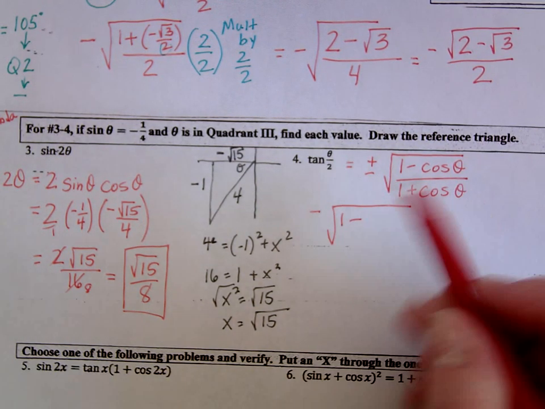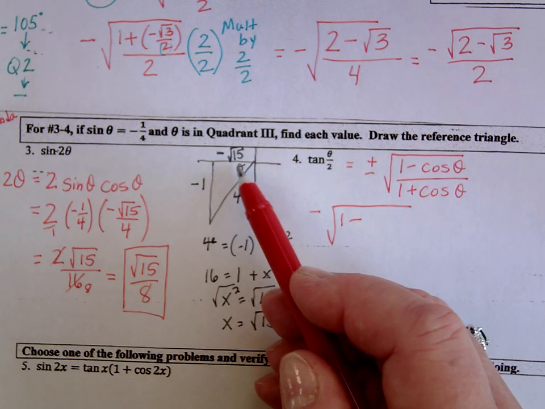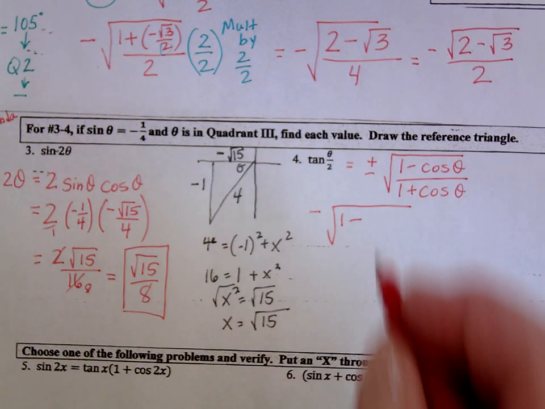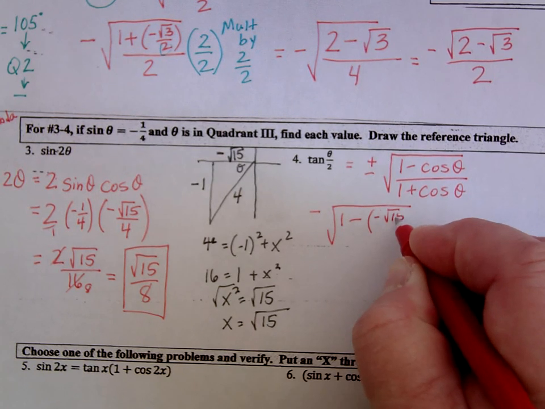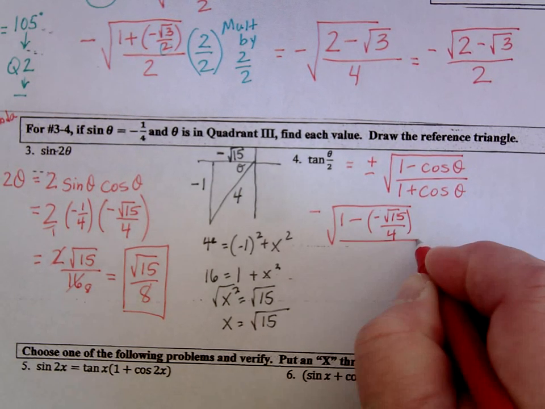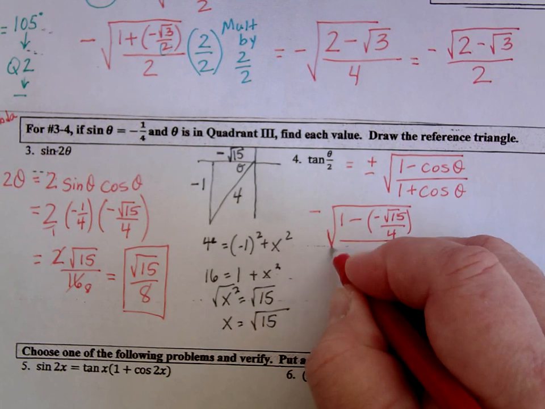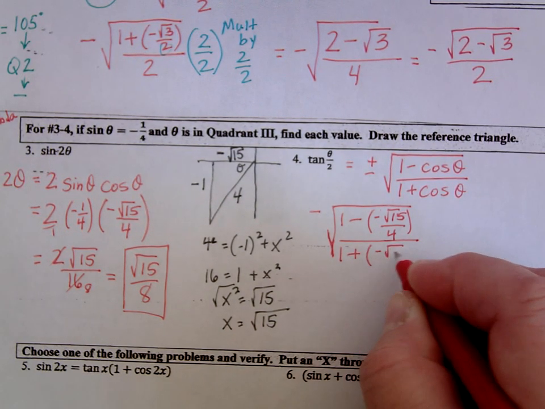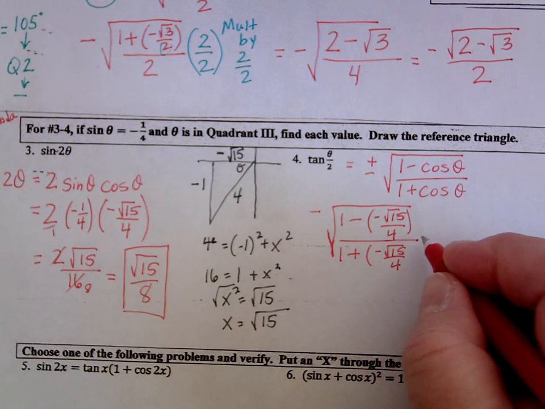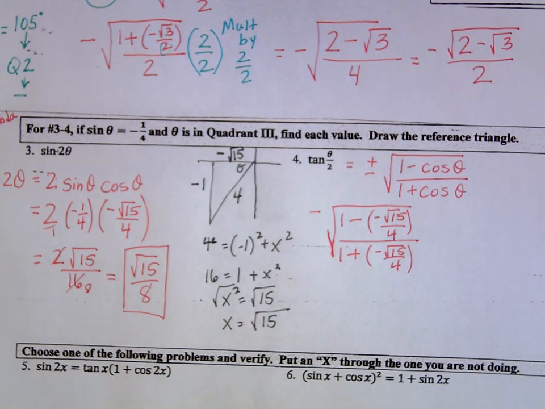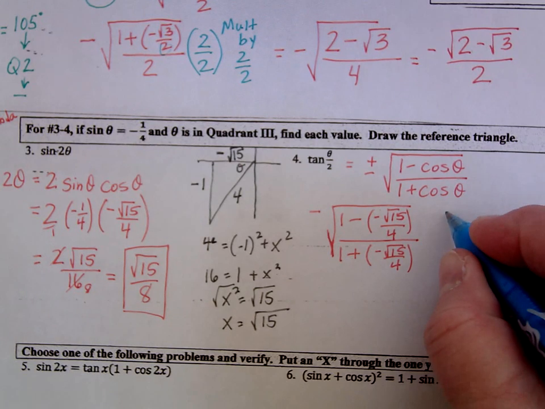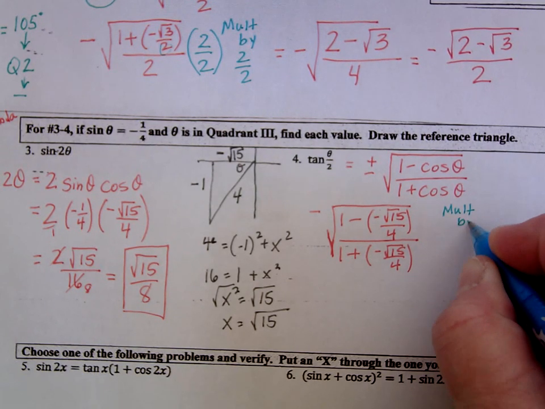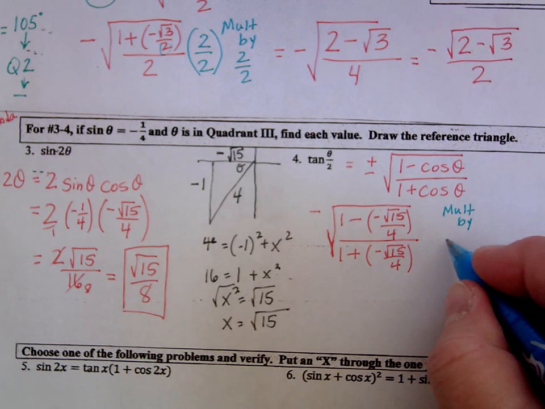Well, go back to your triangle. Cosine is negative square root of 15 over 4. And in the bottom, continue that down a little bit there, I get 1 plus, same thing, negative square root of 15 over 4. And you say to me, that is mighty ugly, Wenner. What am I going to do with that hot mess? And I say to you, do not fear. You are going to multiply by our trick. In this case, our denominator is 4 over 4.